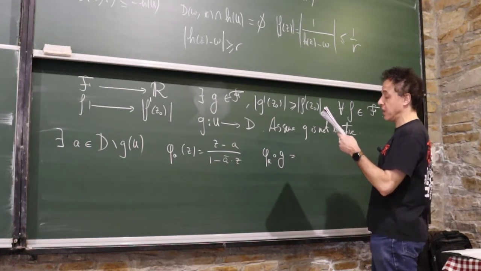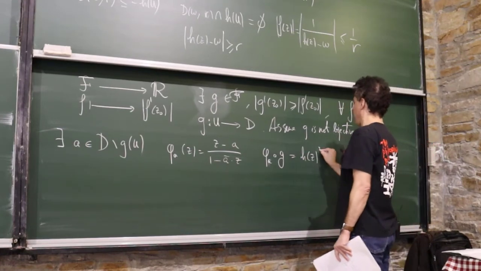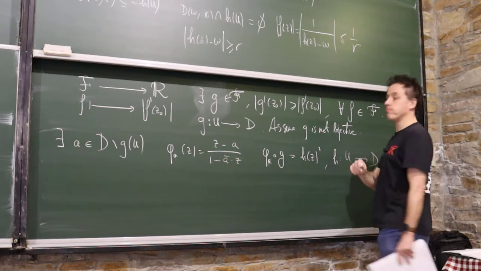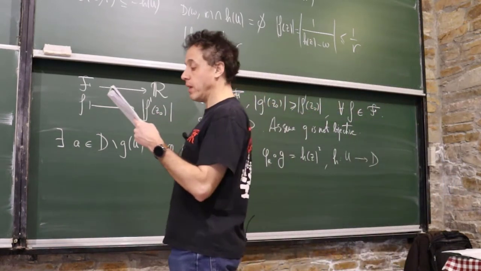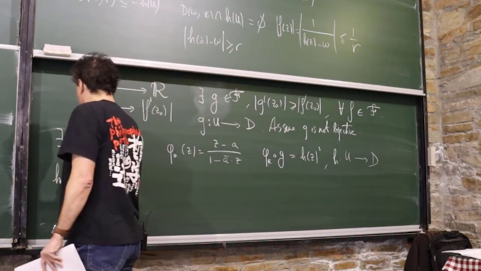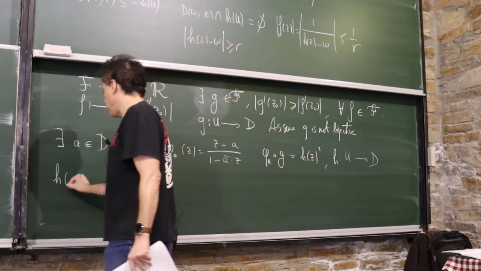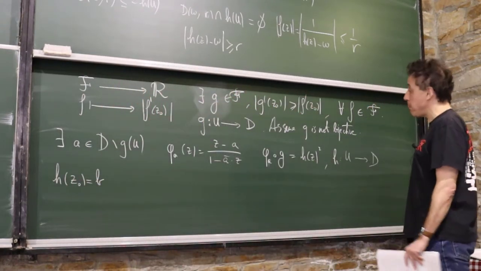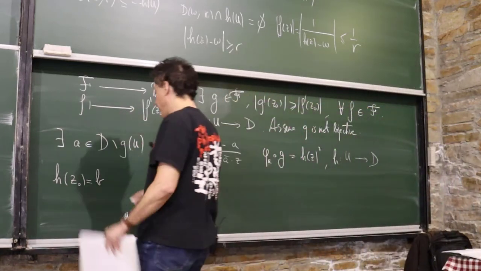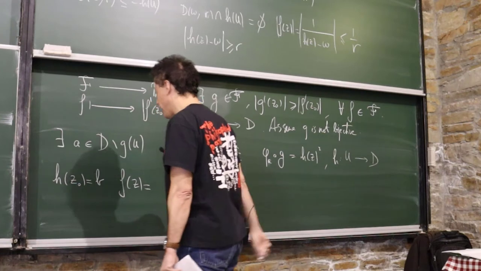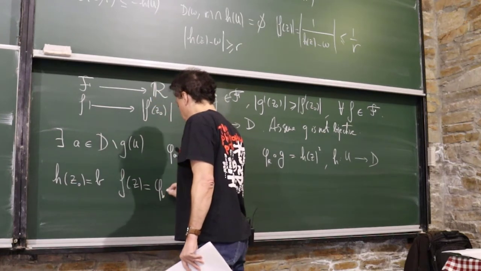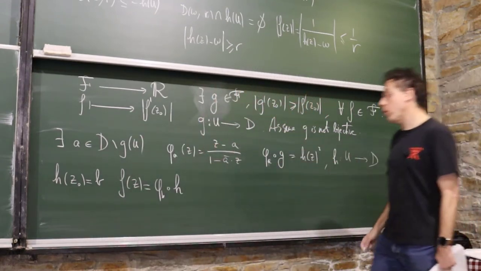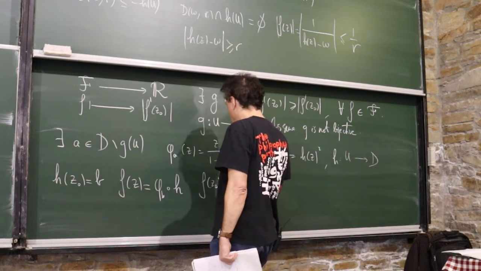Okay, so there exists some function h, where h is a function from U to D. Now, h of z0 has some value b. Take phi of b and consider now the function f of z equal to phi b times h. Okay, phi b, the function here. So f of z0 is now going to zero.